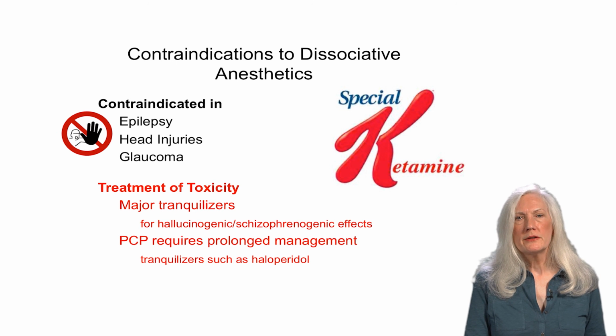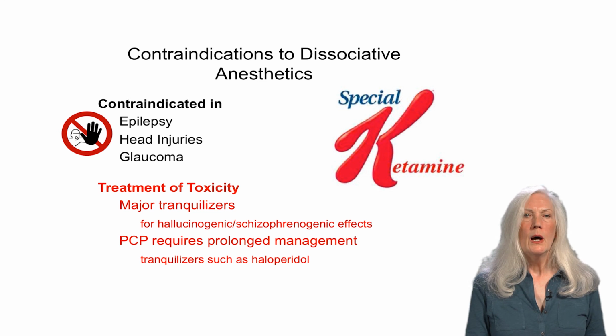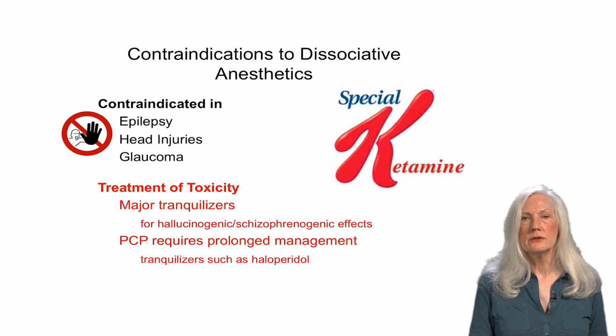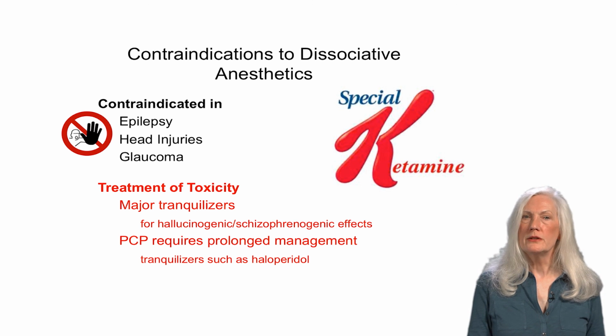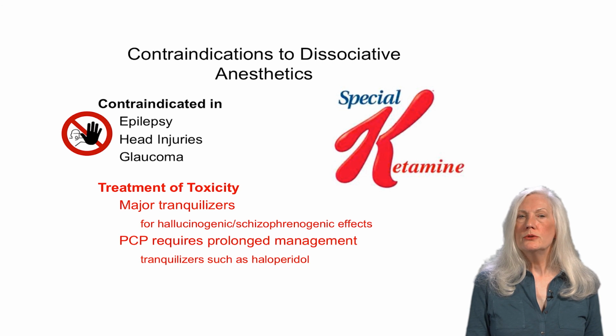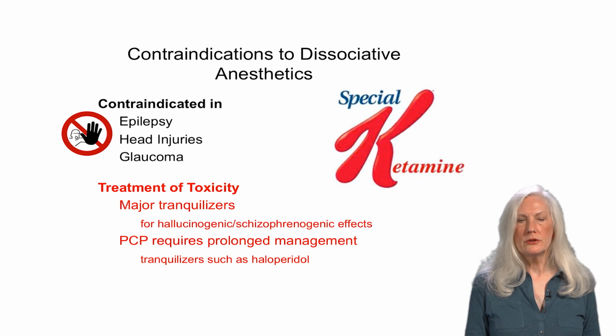In cases of toxicity, there's no specific antagonist for ketamine. However, major tranquilizers like acepromazine are very good antagonists of the adverse effects of these drugs, including hallucinations. Haloperidol, or vitamin H as they call it in human medicine in the emergency room, is a major tranquilizer that's usually used for PCP and ketamine, or special K, overdoses because it lasts for so long, matching the duration of PCP's action.